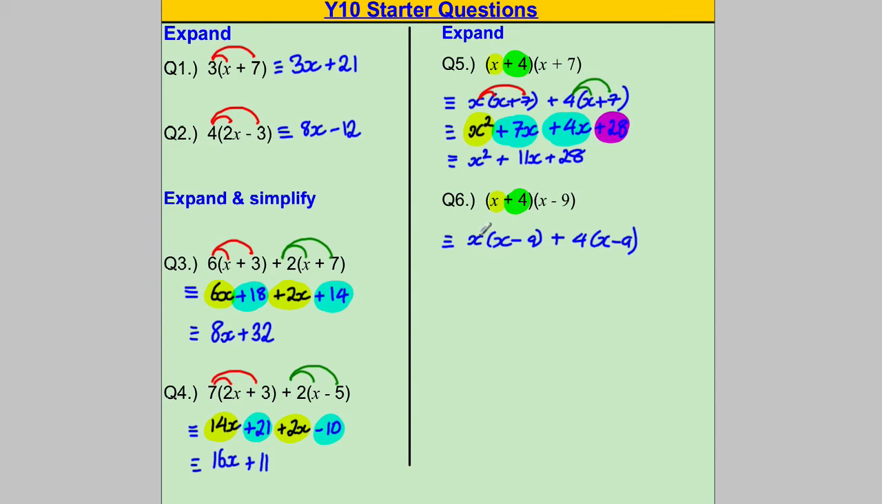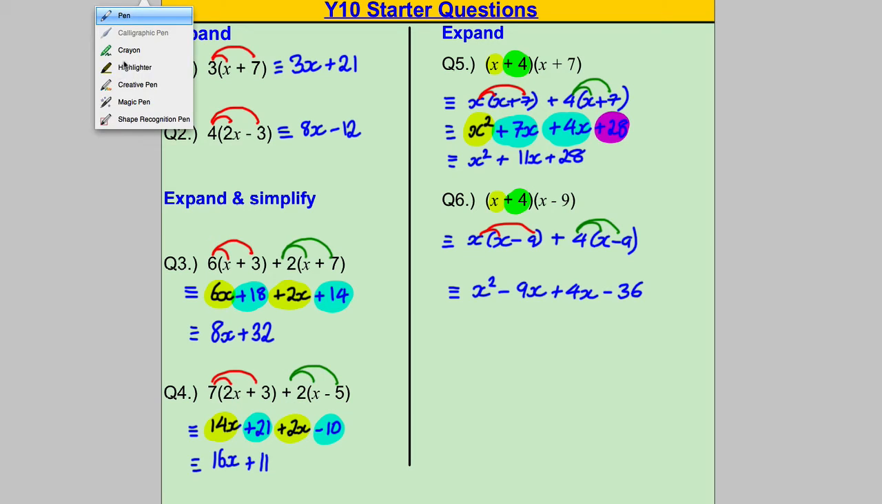And we're going to expand, so x multiplied by x and x multiplied by negative 9, and positive 4 multiplied by x and positive 4 multiplied by negative 9. So x multiplied by x is x squared. x multiplied by negative 9 is negative 9x. Positive 4 multiplied by x is positive 4x. And positive 4 multiplied by negative 9 is negative 36.